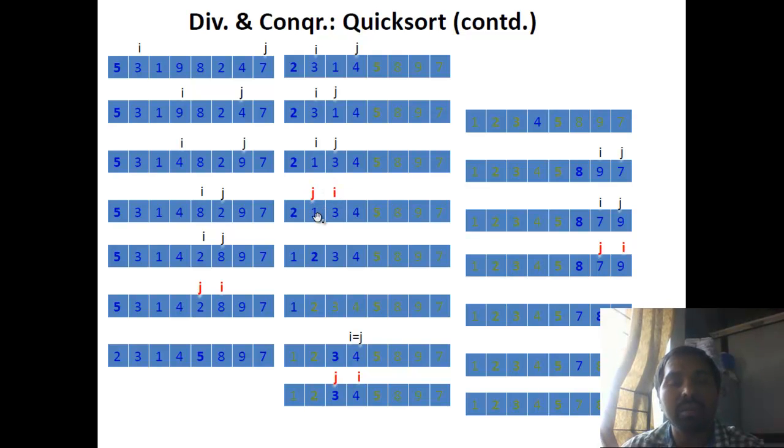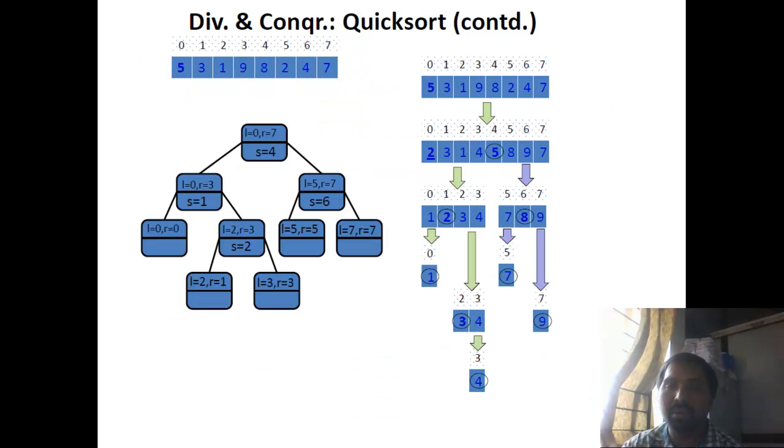When j and I cross, you can swap the pivot element and the jth position element. So 1 will get here, and 2 3 4. In the same way, we can repeat the process on the right side part also to get all the elements. After completing this process, we get the sorted elements 1 2 3 4 5 7 8 9. This is the way we can apply the quick sort procedure on the theme of the divide and conquer procedure.